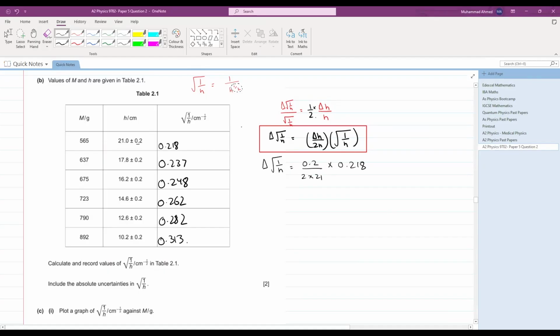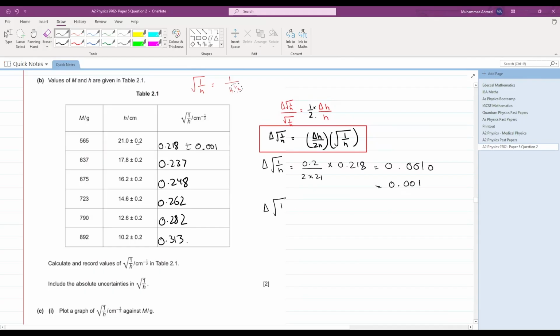This comes out to be okay. We have an answer here. This comes out to be 0.0010. You want to make it to one significant figure, so you will just write 0.001. So you can write it here, plus minus 0.001. Simple.